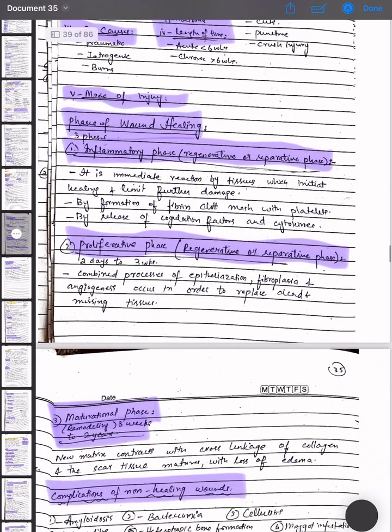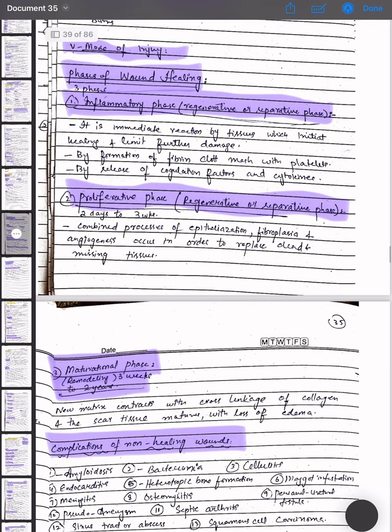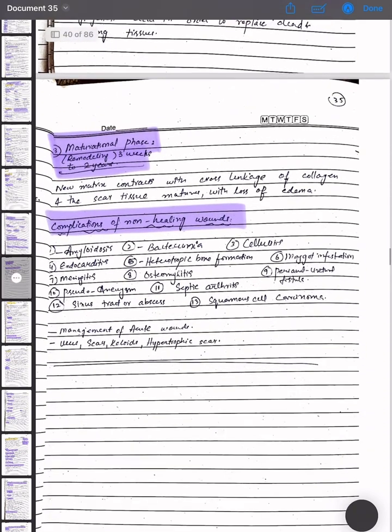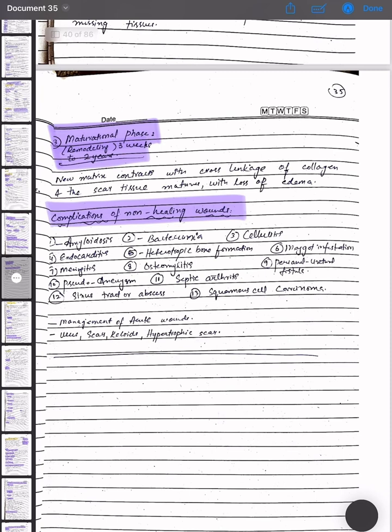Then we have the different phases of wound healing. The first one is the inflammatory phase. It is the immediate reaction by tissues which initiates healing and limits further damage by formation of fibrin clot mesh with platelets, by release of coagulation factors and cytokines. The second one is proliferative phase, also known as regenerative or reparative phase, 2 days to 3 weeks. Combined process of epithelialization, fibroplasia, and angiogenesis occur in order to replace dead and missing tissues. The third one is maturational phase or remodeling phase, which lasts 3 weeks to 2 years. New matrix contracts with cross-linkage of collagen and the scar tissue matures with loss of edema.